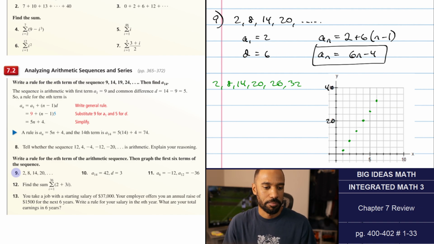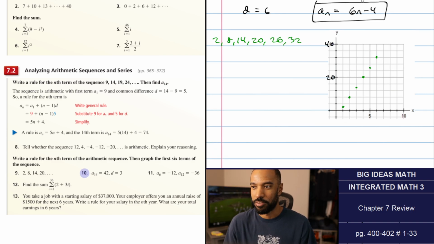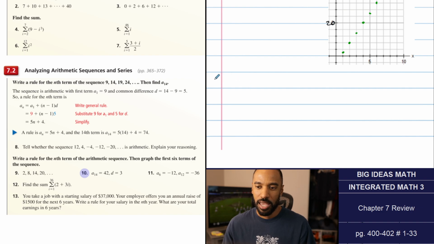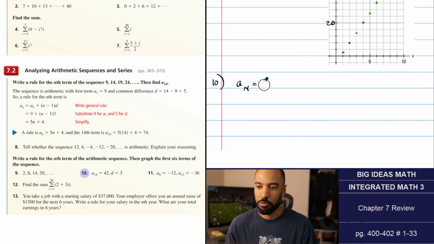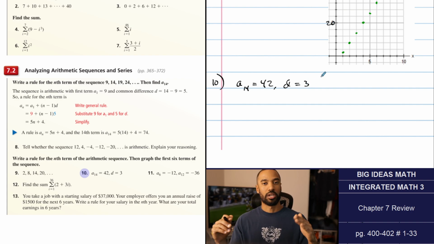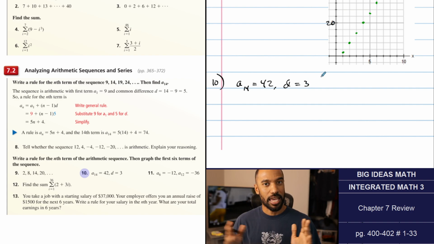So that is number 9. Let's jump to number 10. Now, number 10 is not written, and I'm glad they have this. I forgot that this kind of existed for a second. Number 10 is not written out as a sequence. They give you information, and we have to use that information to come up with not only the rule, but those first 6 terms.